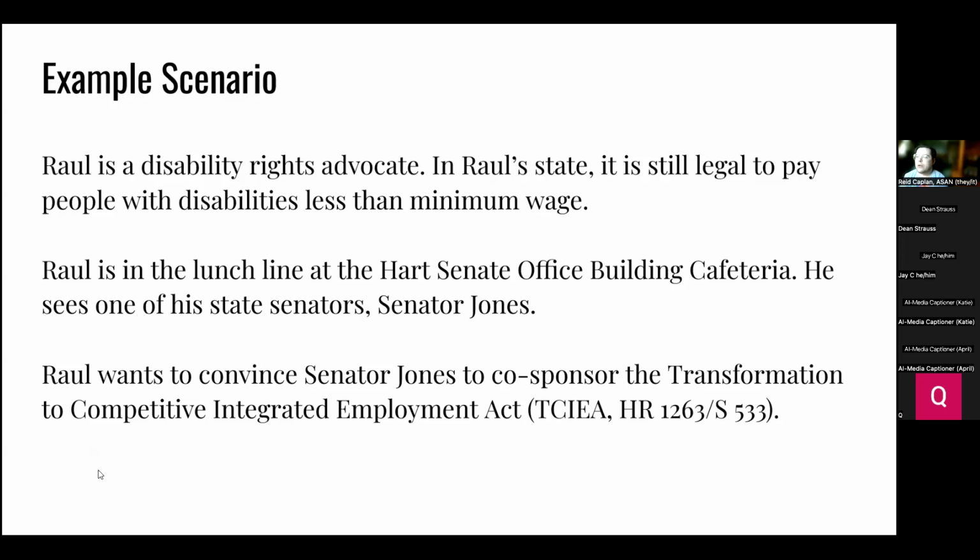In this scenario, Raul is a disability rights advocate. In Raul's state, it's still legal to pay people with disabilities less than minimum wage. Raul is in the lunch line at the Hart Senate office building cafeteria. He sees one of his state senators, Senator Jones. Raul wants to convince Senator Jones to co-sponsor the Transformation to Competitive Integrated Employment Act, which is TCIEA for short.